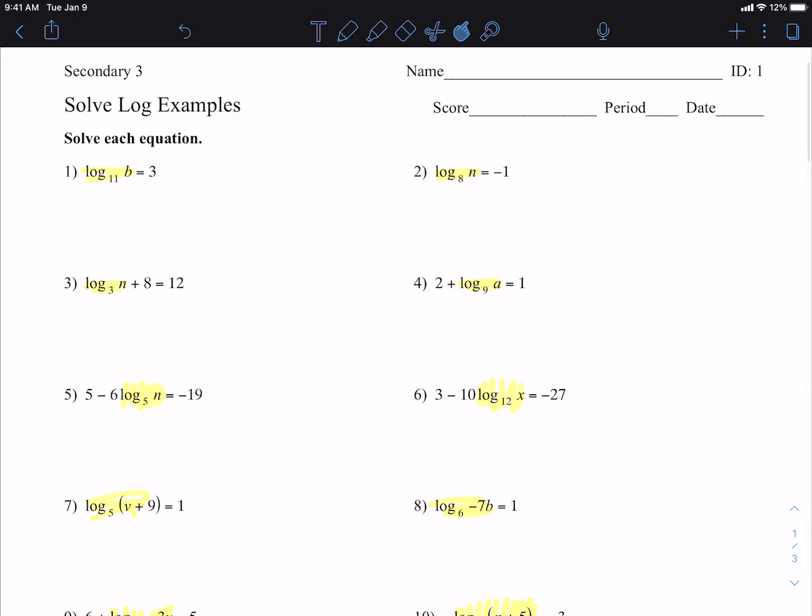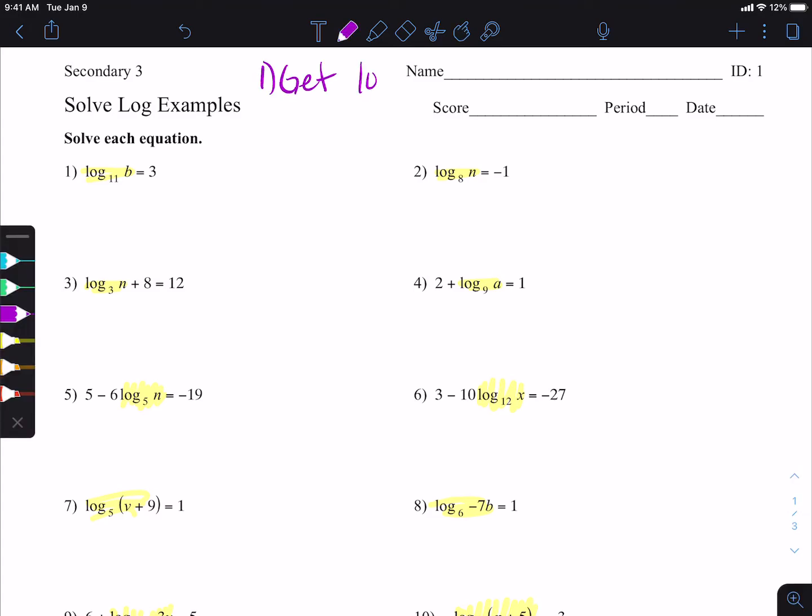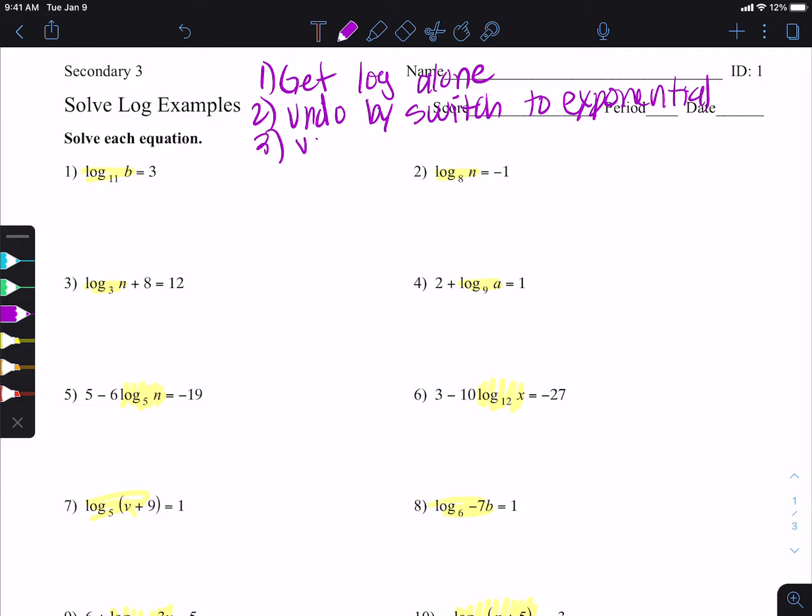Okay. Now, this is very much like solving or finding the inverse of a log. You're going to get the log by itself, and then you're going to undo the log with an exponential. So we get the log alone, undo by switching to exponential, and then you get the variable alone. And again, we get the variable alone by doing the order of operations backwards. Same with getting the log alone. You still use the order of operations backwards.